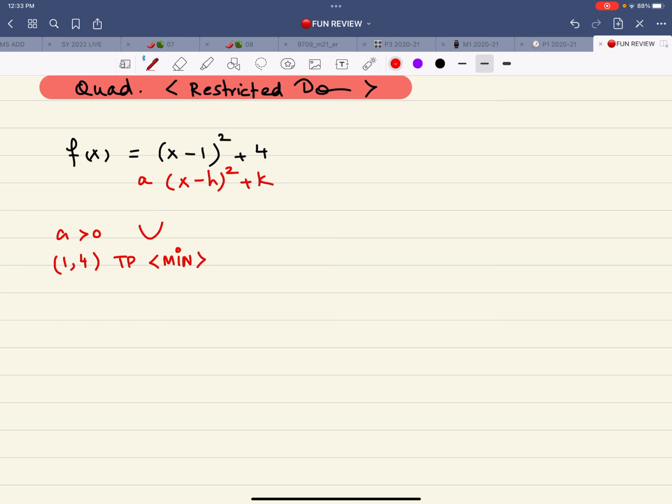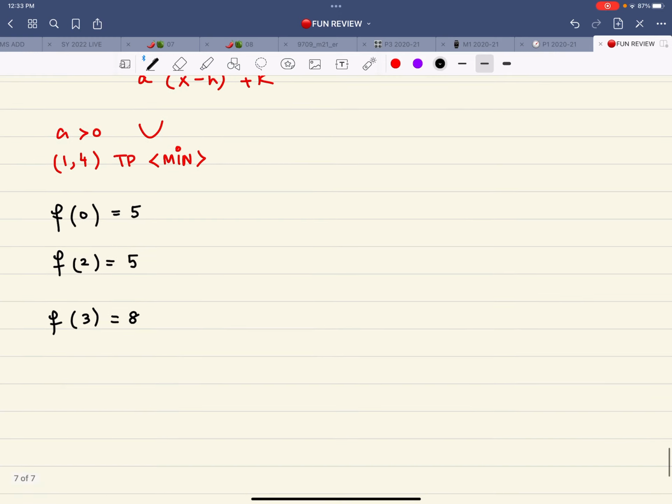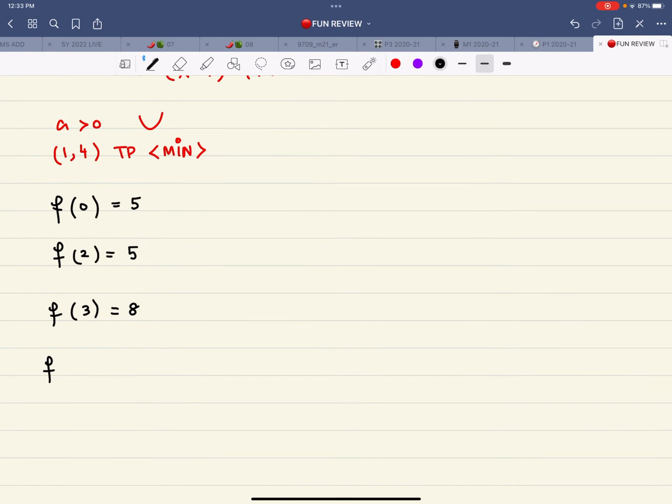Now let me first evaluate some numbers. For example, if I plug in 0, I get 5. If I plug in 2, I'll still get a 5. If I plug in 3, I'll get an 8. And one more thing, if I plug in minus 1, that is again an 8.